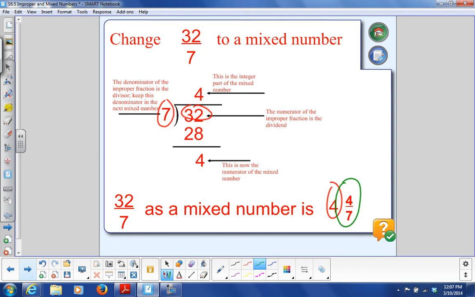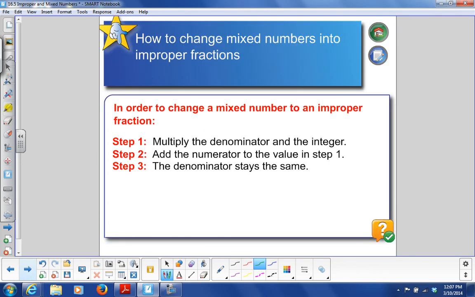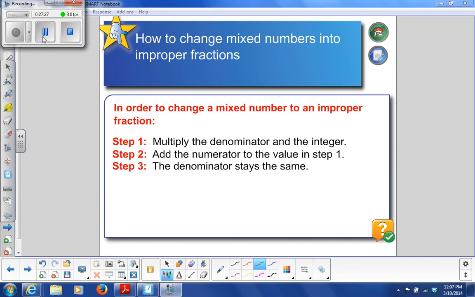Okay, is it done? All right, how to change mixed numbers into improper fractions. Please write the steps down. For example, I have 3 1/3. Everybody write 3 1/3 in their notebook, please. Thank you.